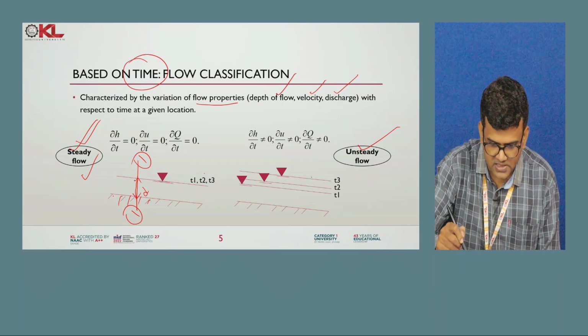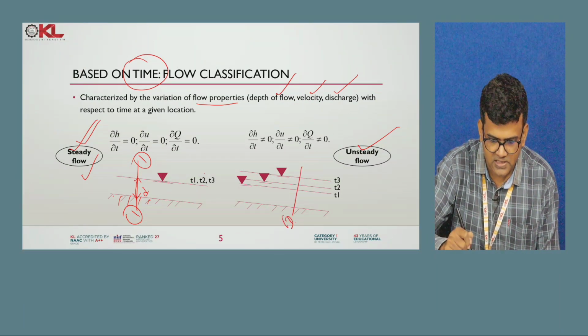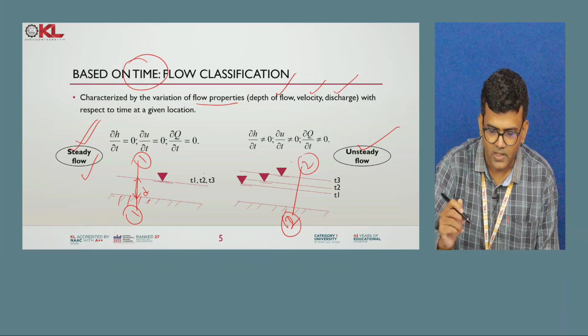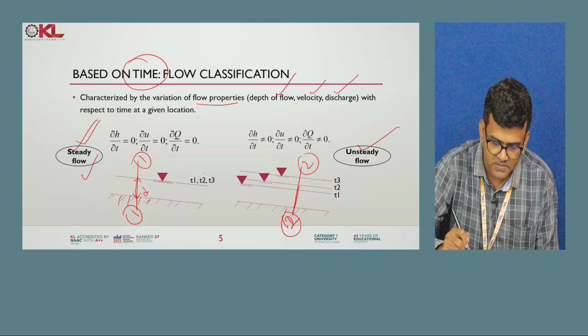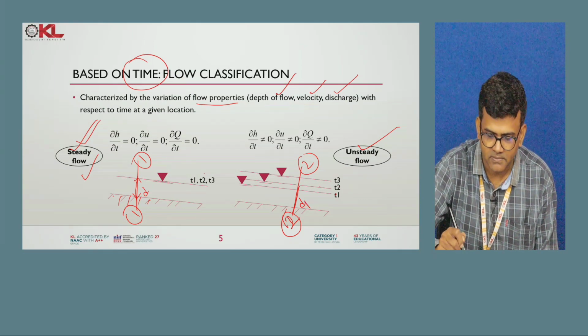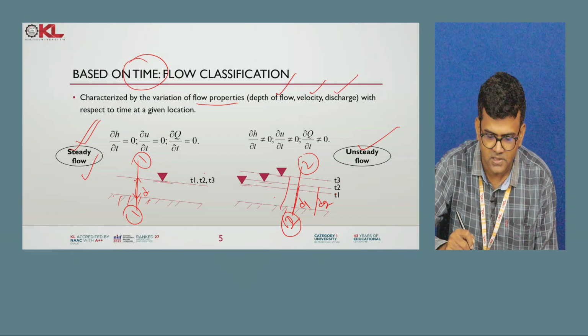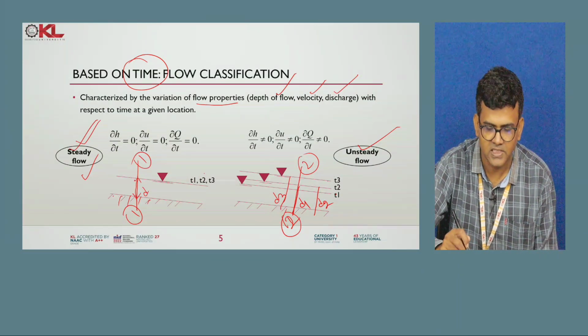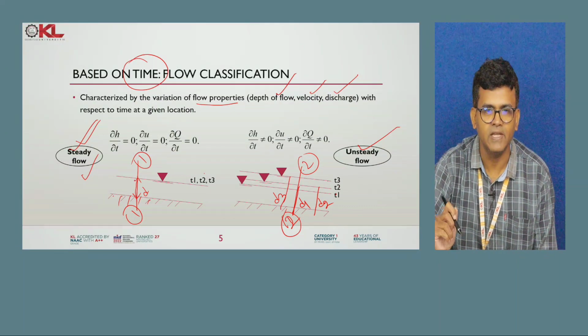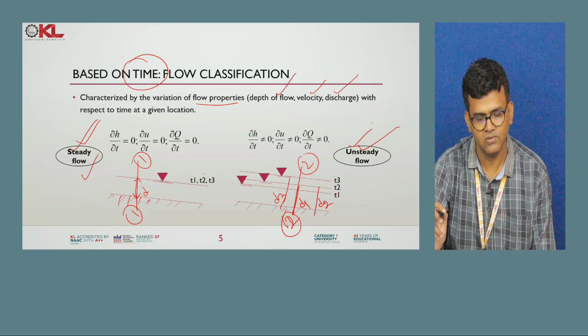If the depth is changing, suppose this is section 2, and at time t1 the depth is d1, at time t2 the depth is d2, and at time t3 the depth is d3. So with time at a given section the depth of flow is varying, so this is called unsteady flow.